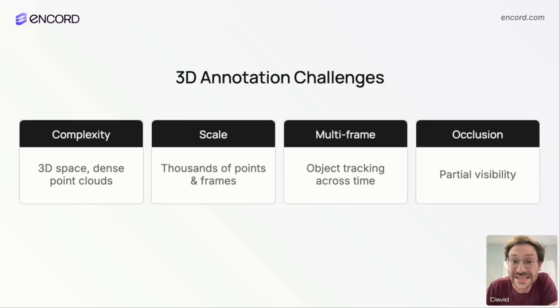As you can see here on screen, there are a few challenges that 3D annotation presents. Specifically, there's the complexity. 3D point cloud data is dense and contains a lot of data points scattered in 3D space. This makes the scale of point cloud data a challenge, since there are thousands of points spread over multiple frames, because point cloud data scenes have a time dimension, so that objects can be tracked across time. Finally, there's the challenge of occlusion to consider. This is when objects are only partially visible because they are obstructed by other objects.